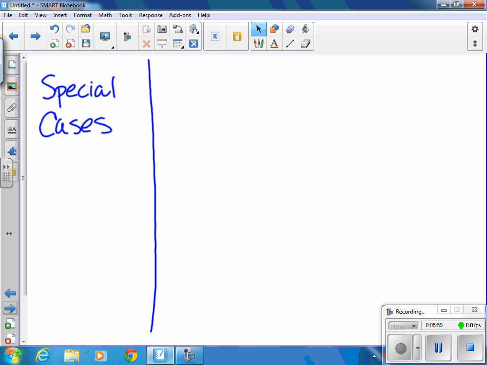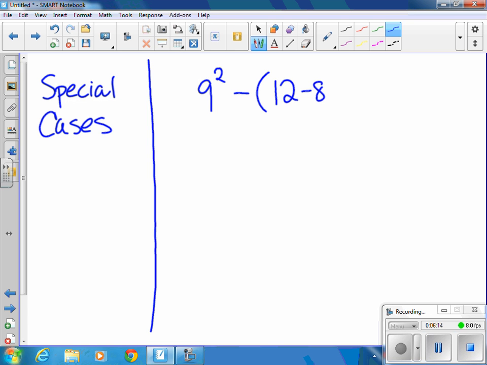Okay, there are some special cases that we also need to point out. If I have something like this, for example, 9 squared minus parentheses 12 minus 8, end parentheses, all this over 10, plus 30. Okay, so we have this expression, and we need to evaluate it to simplify it and come down to one answer. So again, I'm going to start with my order of operations using my PEMDAS.